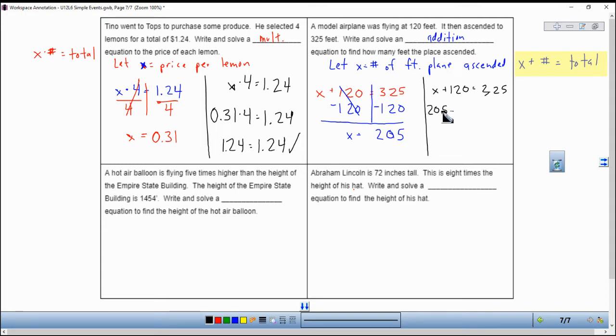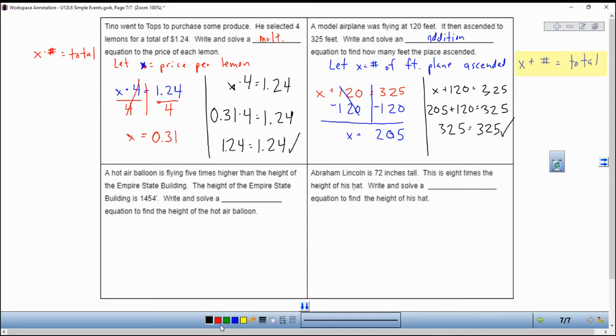205 plus 120 equals 325. 200 plus 120 is 320, so 205 plus 120 would be 325. But notice I thought about it. I just didn't write it without thinking. I thought if it was true, and it is. Check. All right, a couple more here.